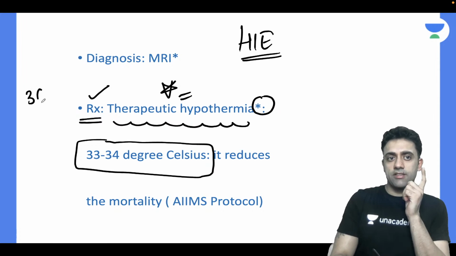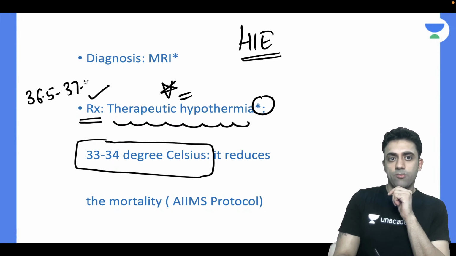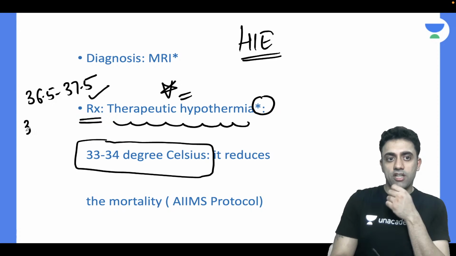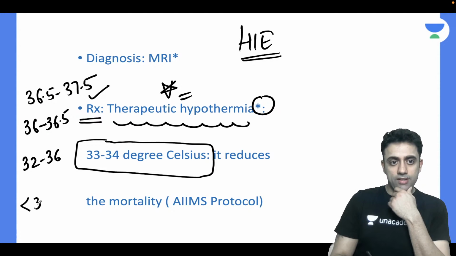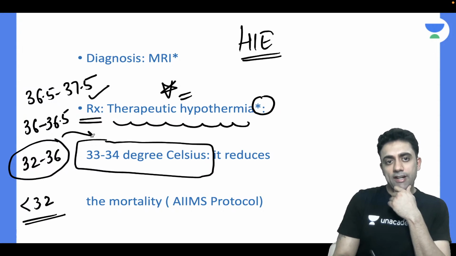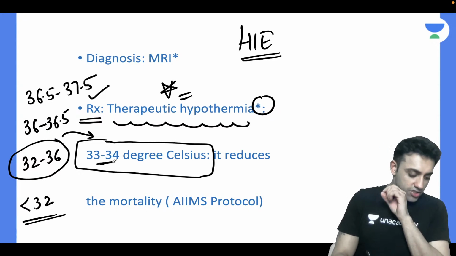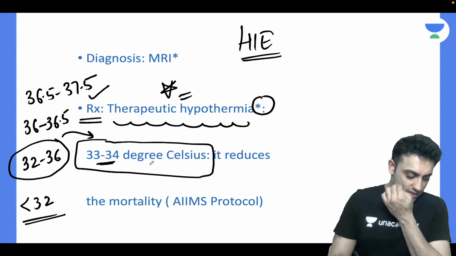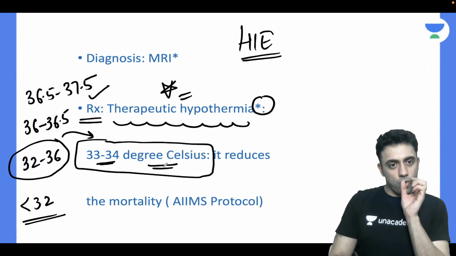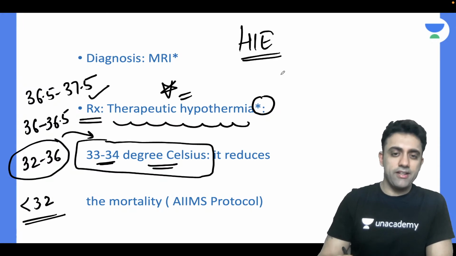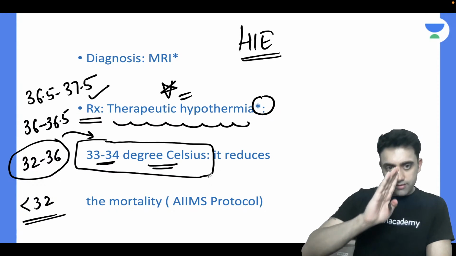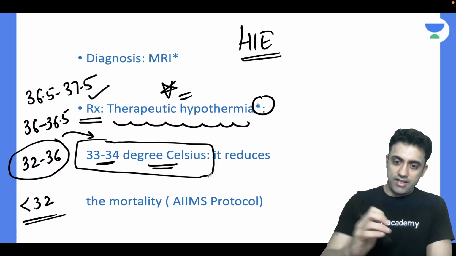The normal temperature is 36.5 to 37.5, right? Mild hypothermia is 36 to 36.5, moderate is 32 to 36, and less than 32 is severe hypothermia. So 32 to 36 is almost a moderate hypothermia. We intentionally keep the baby in moderate, 33 to 34 degrees Celsius. Why? I'll tell you why. But first, understand, ये रखते हैं. That is known as therapeutic hypothermia.